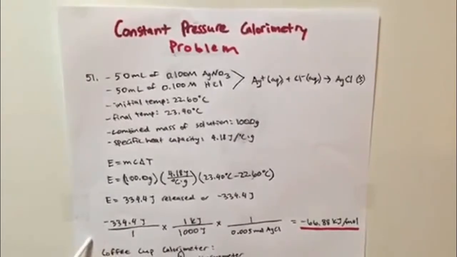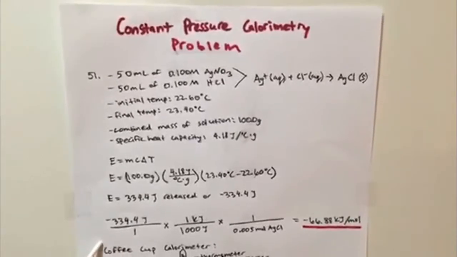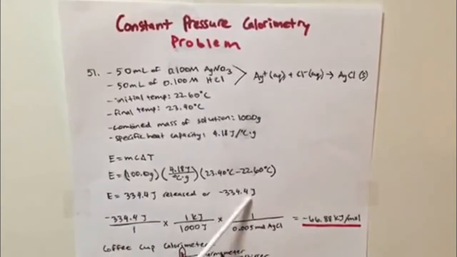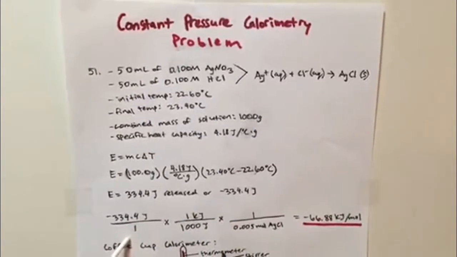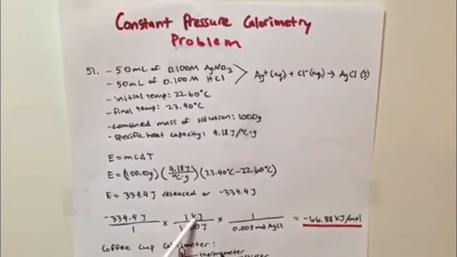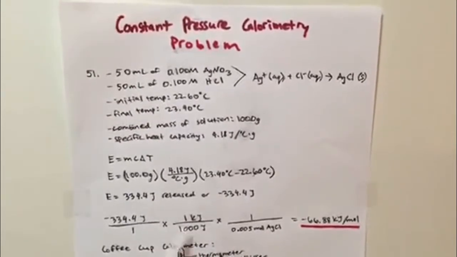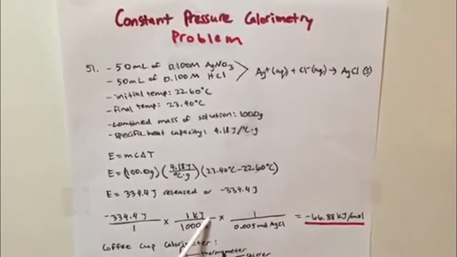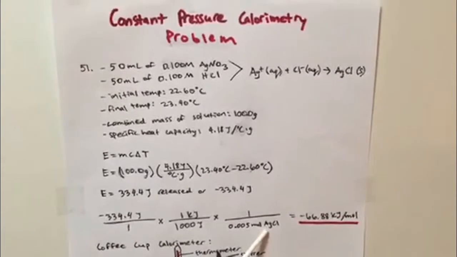the problem asks us actually to find the heat in kilojoules per mole of AgCl. And we have just found the joules, so now we need to find kilojoules. And we do that by doing the kilojoules to joule ratio, which is 1 kilojoule in every 1,000 joules. So now we are in kilojoules, but now we also need to have this over moles of AgCl.